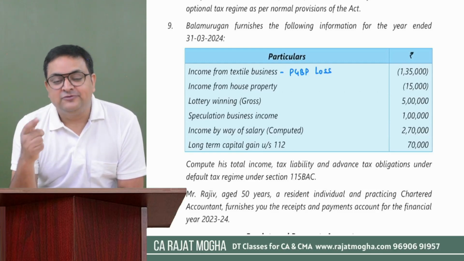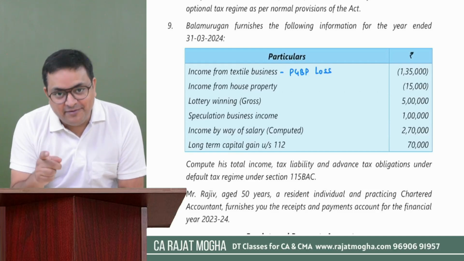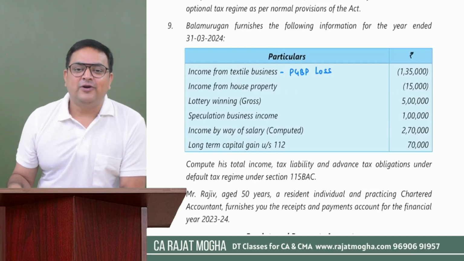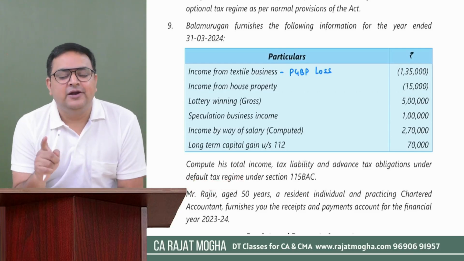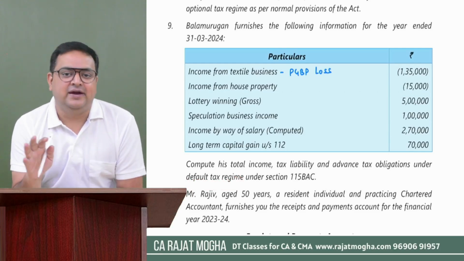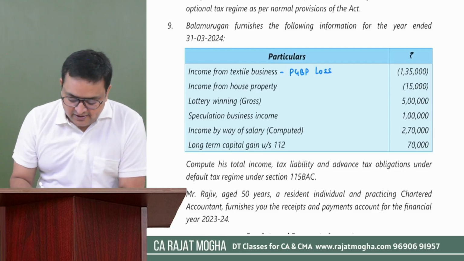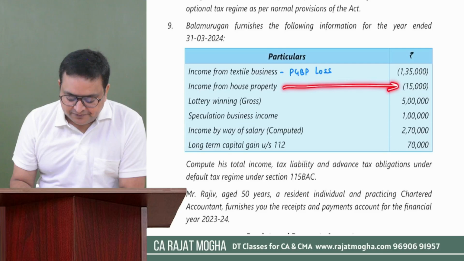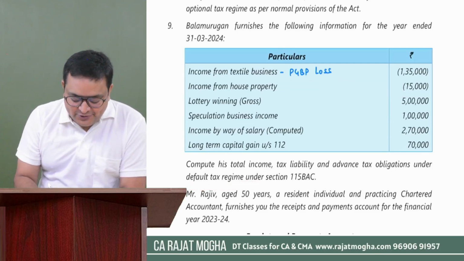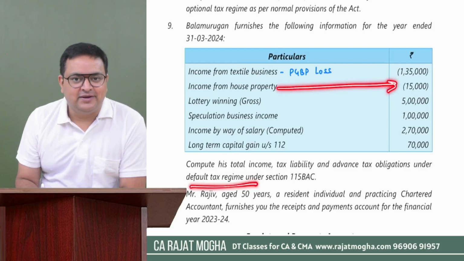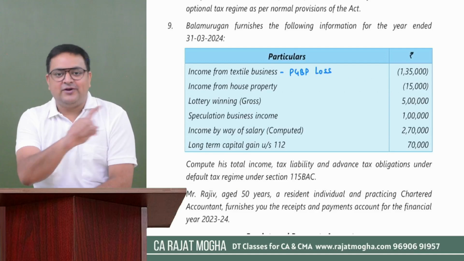But sometimes students forget that if you are following the default tax regime, please remember this is important. If you are following the default tax regime, and in this question we are following the default tax regime, house property loss cannot be set off from any head. It cannot be set off from other heads, right? So here, house property loss of 15,000. Sir, it is less than 2 lakh, whatever. If you are following the default tax regime, you cannot set off house property loss from other heads. It has to be carried forward, right? In the default tax regime, you cannot set off.